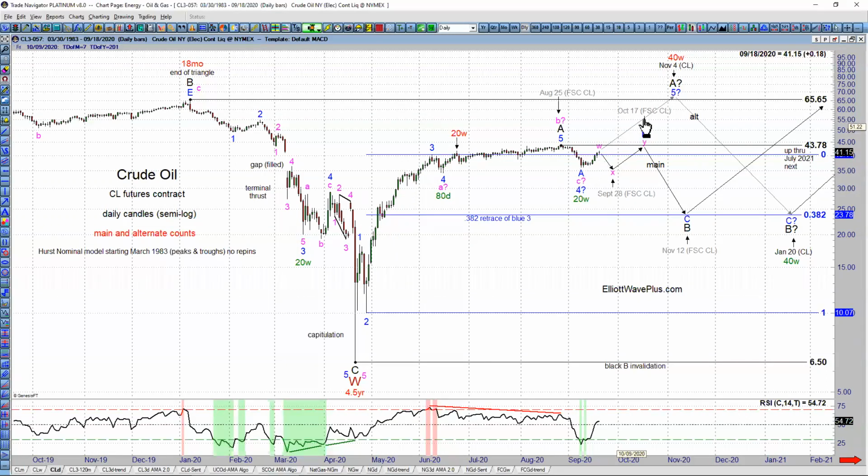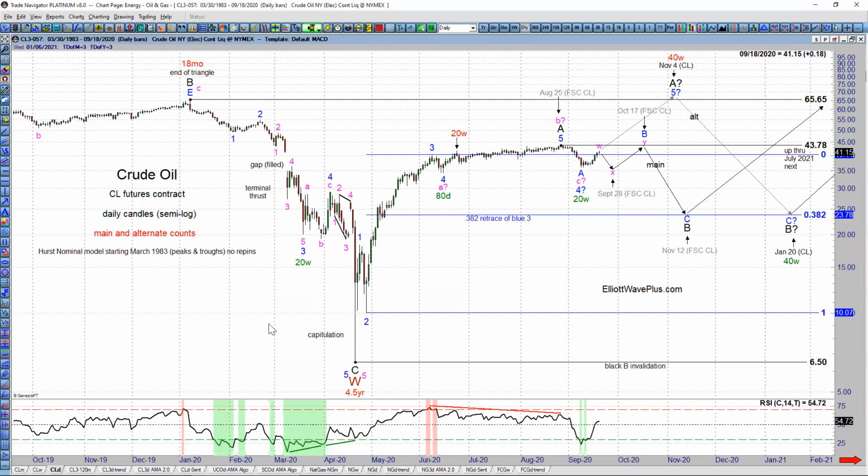But if this were going to be a fifth wave to the upside, for instance, this is 1 in blue, 2 in blue, 3 in blue, then A, B, C running flat for wave 4, and this would be a fifth wave up. Likely it would move all the way back up and retrace the entire thrust out of the triangle that occurred starting in early January. So it'd be all the way back to 65 bucks.